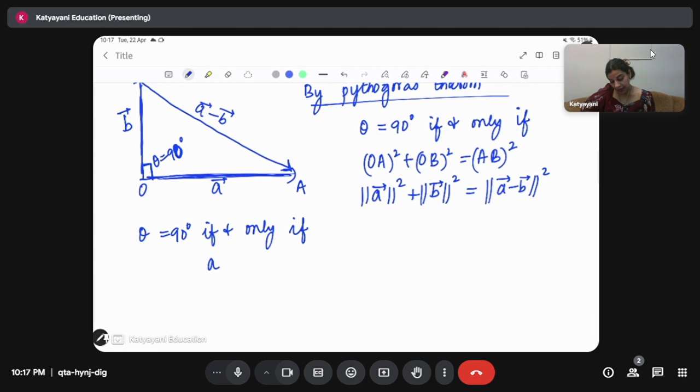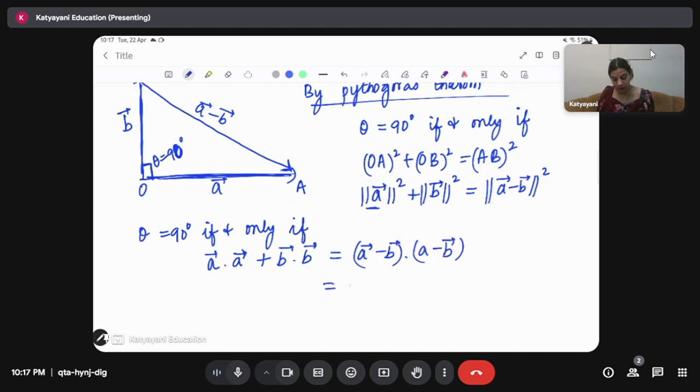अब इस चीज को मैं कैसे लिख सकती हूँ? a norm square is nothing but the dot product of a with a, right? See, this definition is very important. ये बार बार use हो रही है. You can see that a norm को हम कैसे लिखते हैं? a dot a यानी scalar product of a with itself का under root. यहाँ पे square है इसलिए under root गायब हो गया. So I am writing this again: a norm square which is a dot a, plus b norm square which is b dot b, is equal to a minus b dot a minus b.